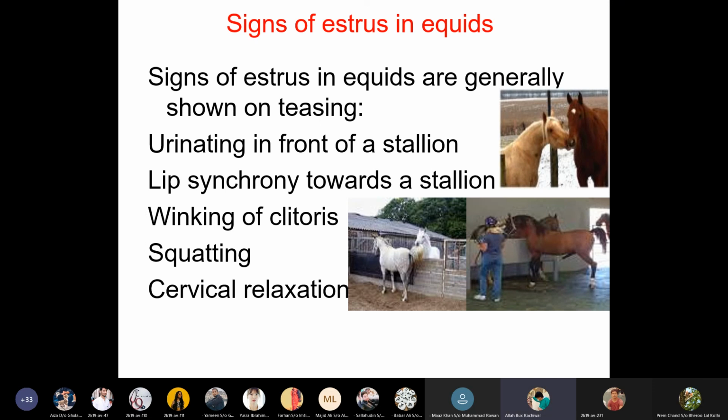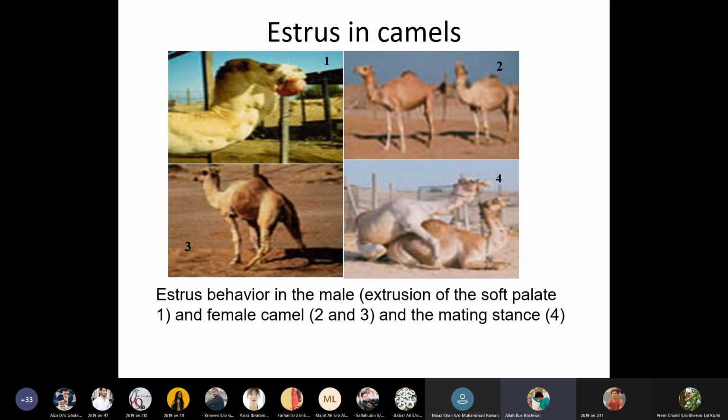The signs of estrus in equids are generally shown on teasing: urinating in front of a stallion, lip synchrony towards the stallion, winking of the clitoris, squatting, and cervical relaxation. In the camel, estrus behavior in the male includes extrusion of the soft palate, and the female camel shows the mating stance.